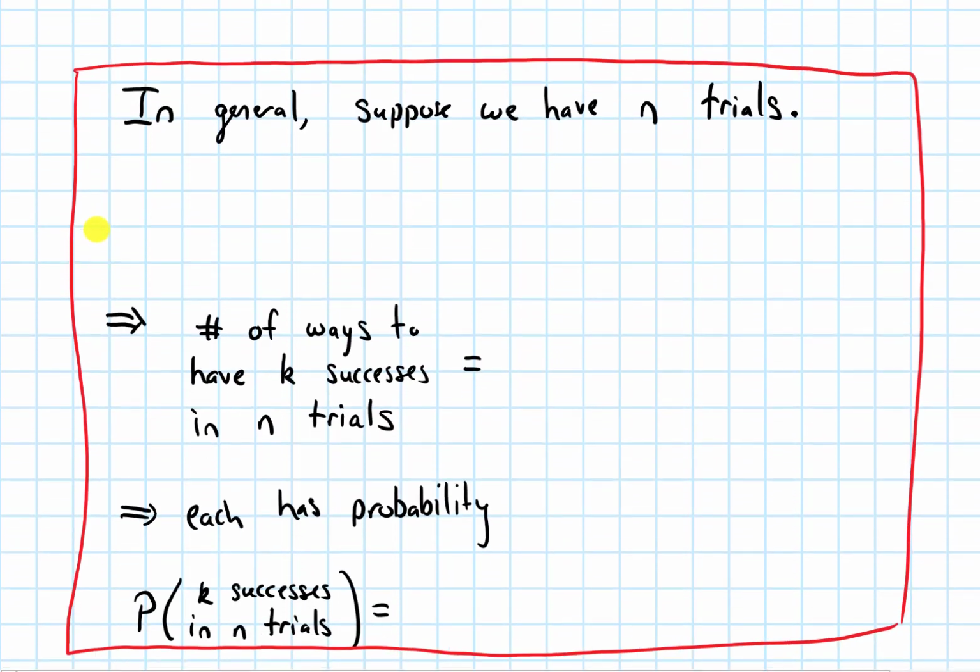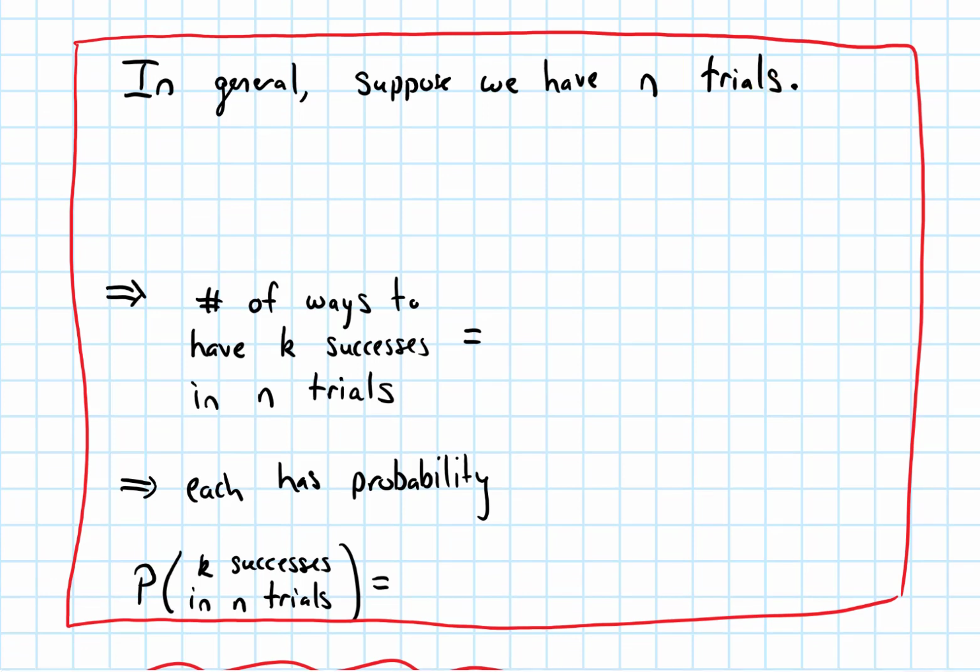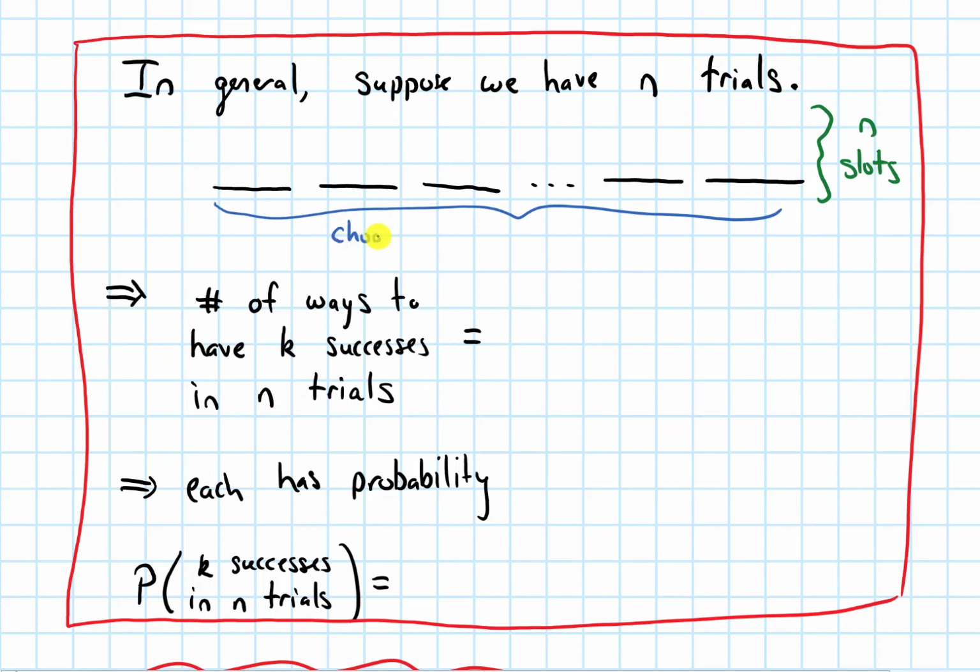Okay, so let's generalize this to get a formula. In general, suppose that we have n trials. So if I have n trials, I'm going to draw n slots. So slot 1, slot 2, slot 3, dot, dot, dot, because I don't know exactly how far to go. And then this is going to be the second to last one, and the very last one, slot number n. So overall here, imagine we have n of these slots. And now suppose I want to have k successes. So suppose we have n trials, and we want k successes. Then we are going to choose k of them to label with an S for success.